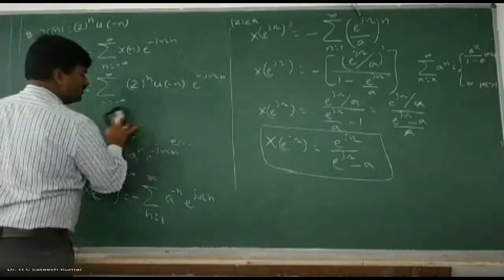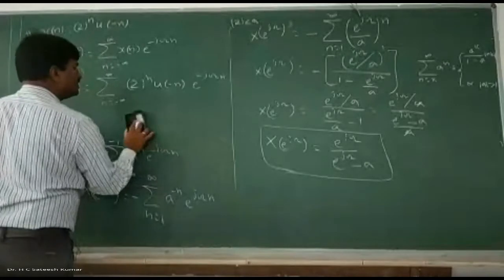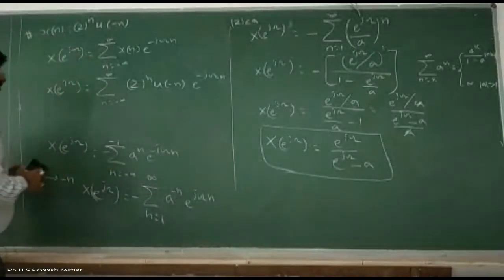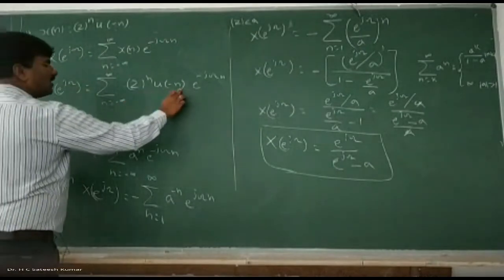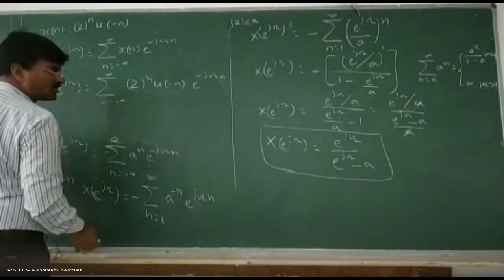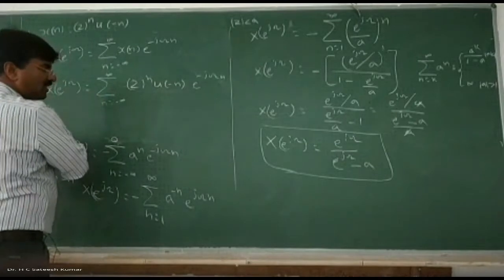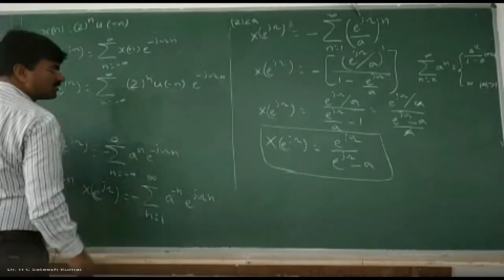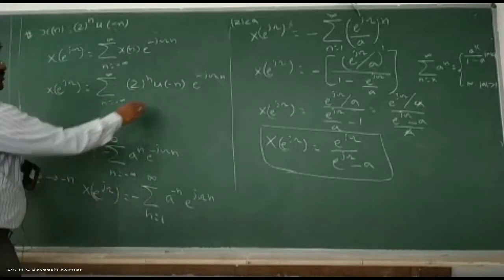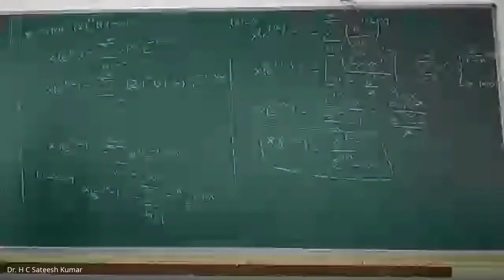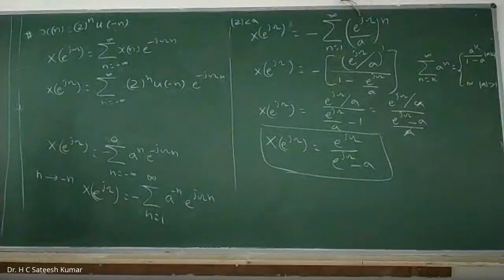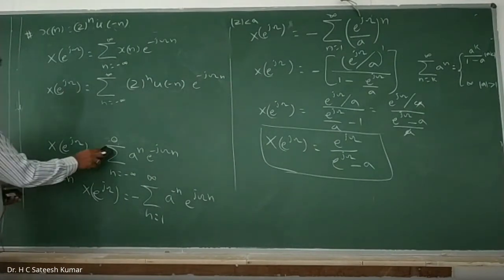Summation n varies from minus infinity to 0. For minus infinity to 0, this value is 1 because u of minus n is the folded version of u of n. U of n is ranging from 0 to infinity, so u of minus n has to be ranging from 0 to minus infinity. But minus infinity is the least value, that's why the lower limit is minus infinity and the upper limit is 0.